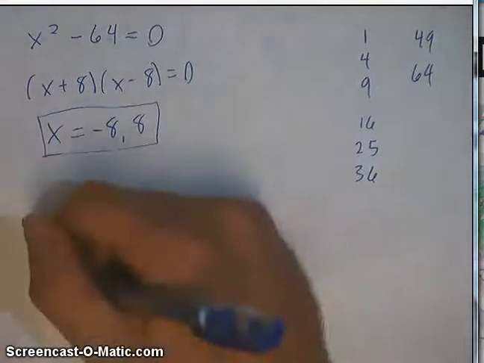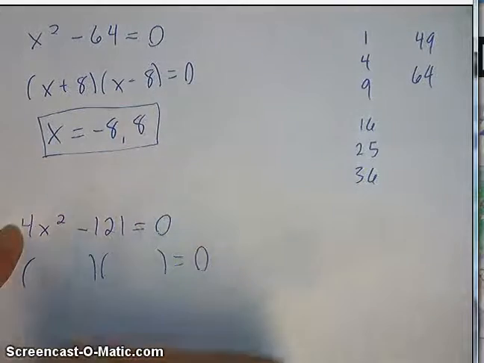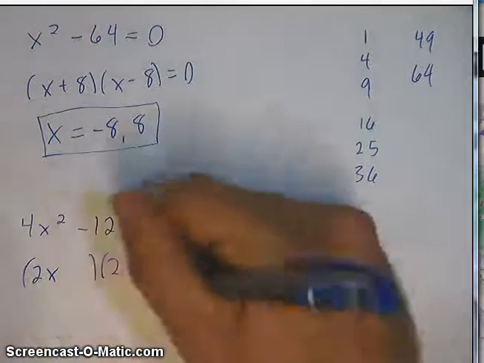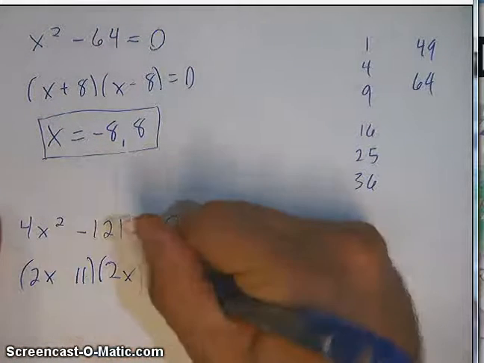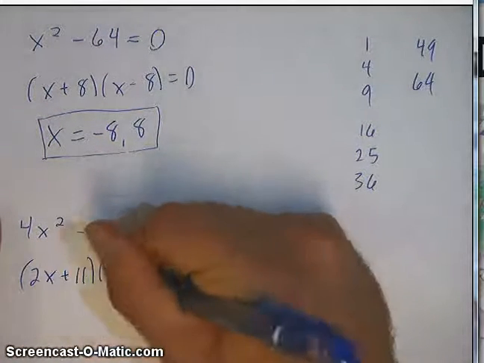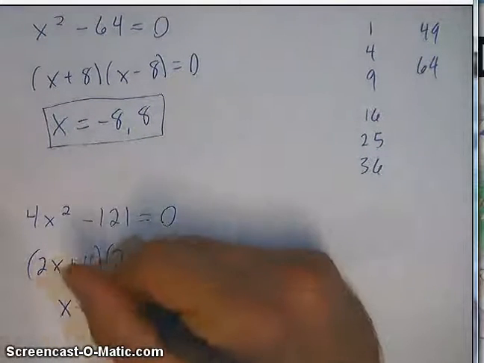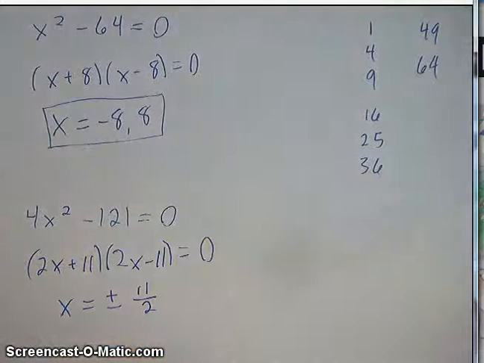Same thing here. Square root of 4. Square root of x squared. Square root of 121. Plus and minus. x equals positive and negative 11 over 2. And that's it.